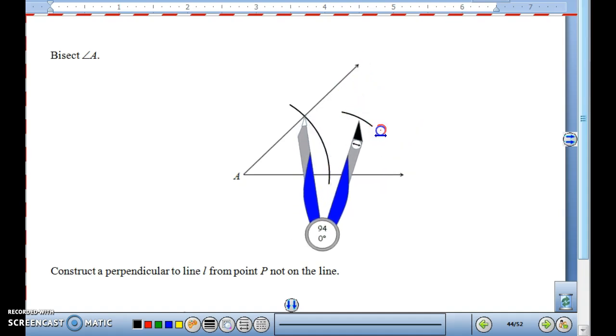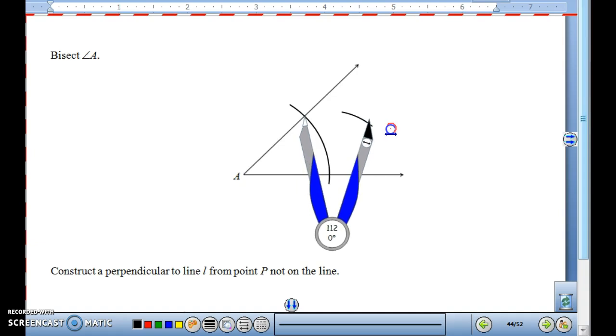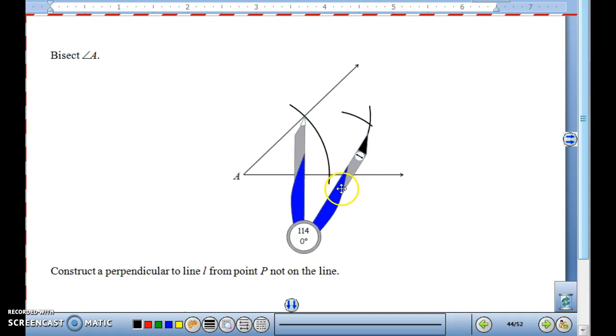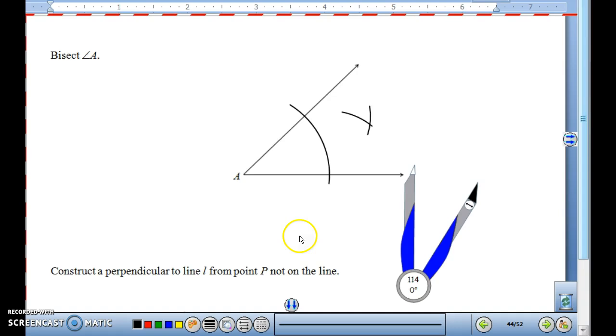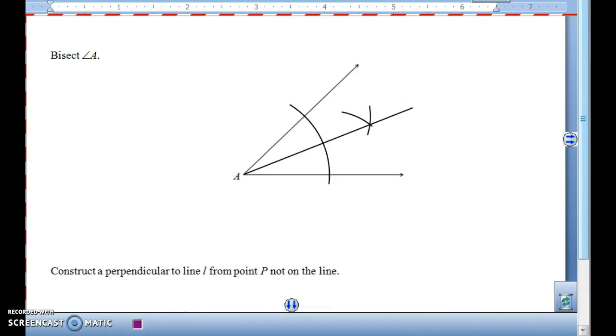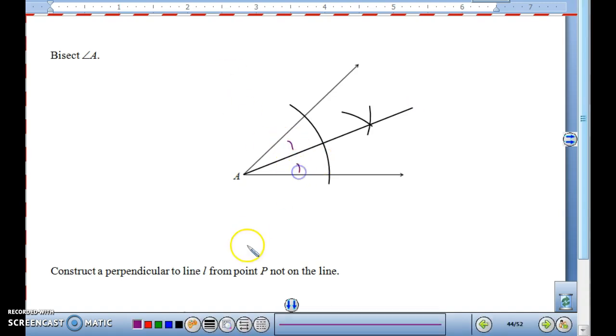This is much easier with a regular compass than on here, but you can see what I'm doing. 114, there we go. My width is exactly the same. I haven't changed the width, and I've created an X. So you can see my X right there. If I connect the vertex to that X, I have created the angle bisector of angle A. That means that this angle and this angle are now congruent. So this is bisecting angle A. All right, so I'll call this B. I can say that ray AB that I just constructed bisects angle A.